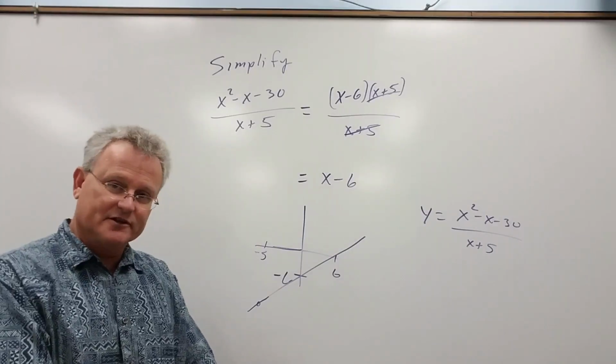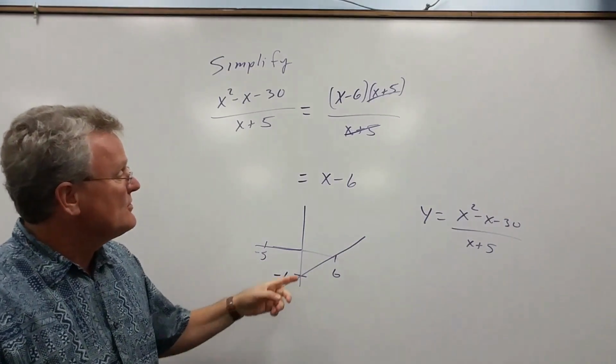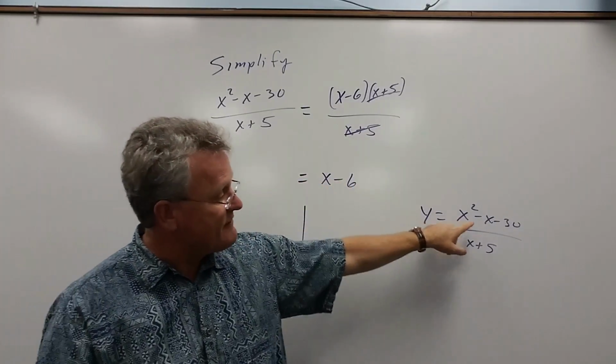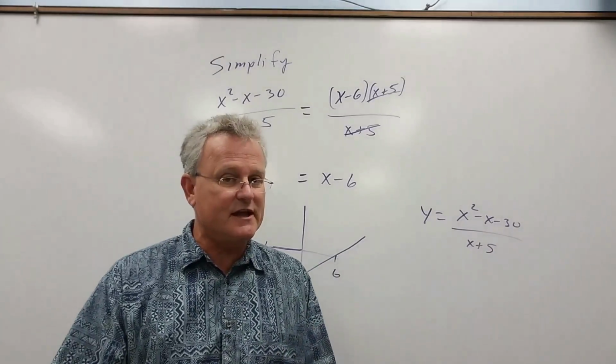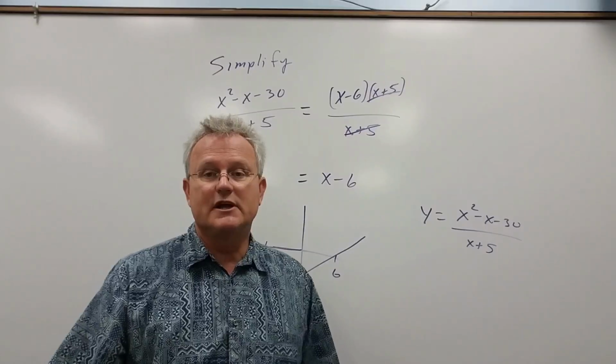If you look on your calculator, you're not going to be able to see it because it's so teeny. So the graph of this and the graph of y equals this are the same, with the exception of one point at x equals negative 5.